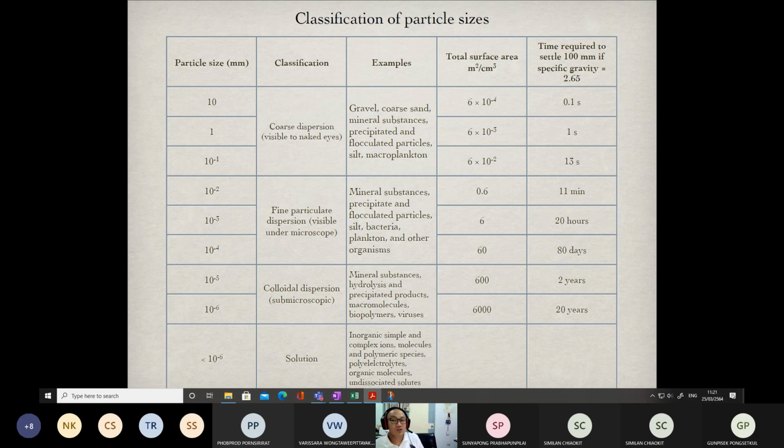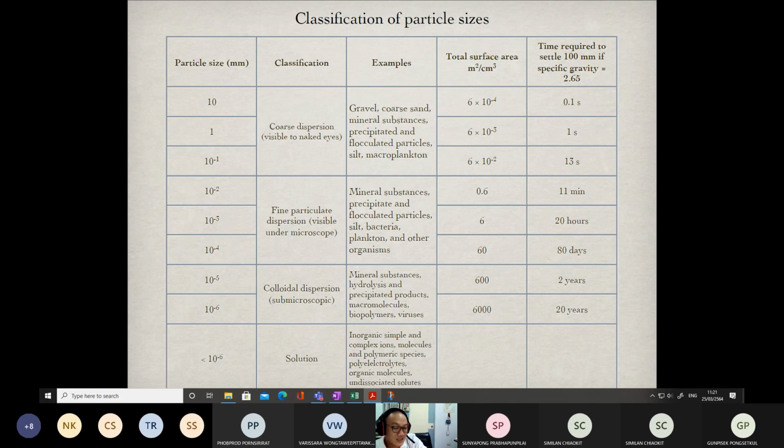For these particles, it may take like 20 hours. 20 hours is calculated based on the specific gravity of 2.65, not approximately 1 like water. Okay. So other particles are very small.